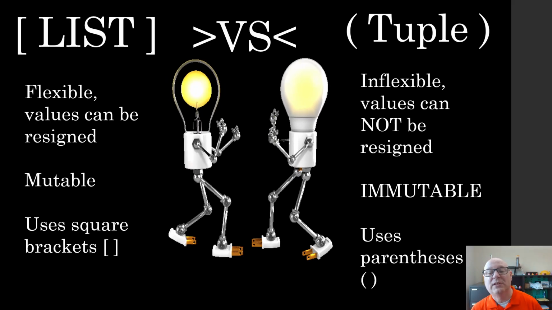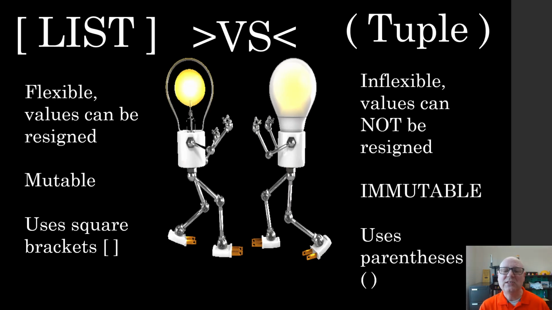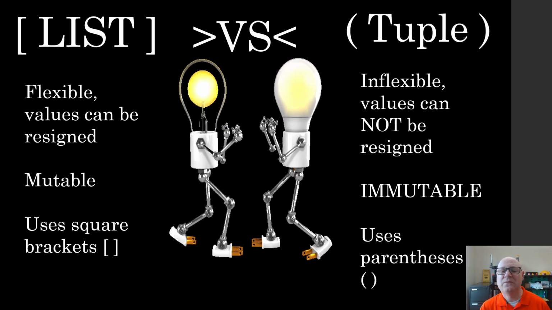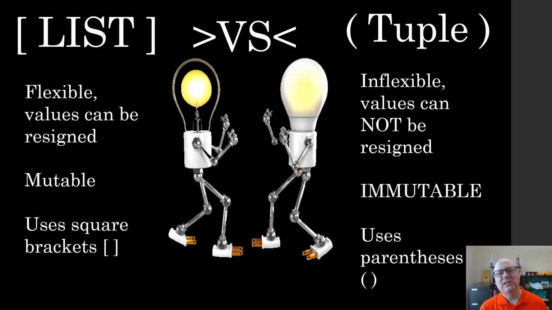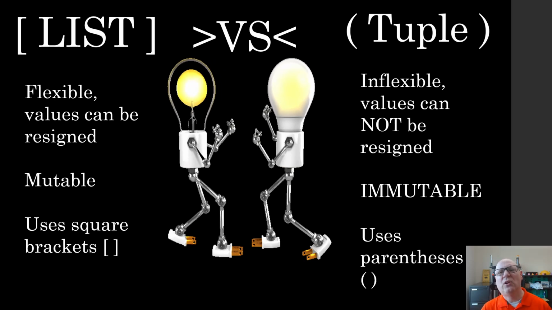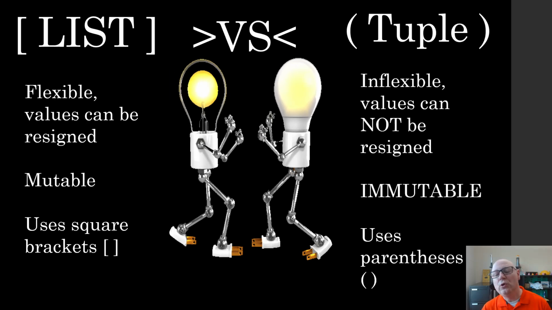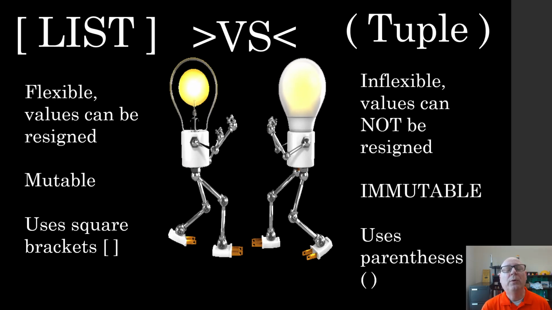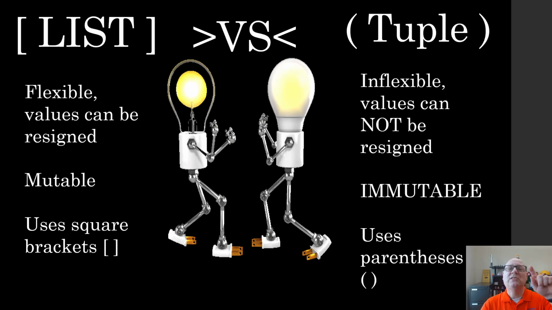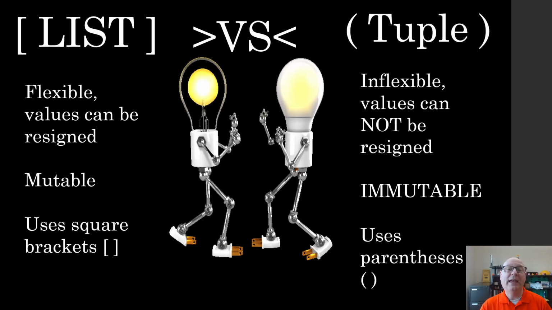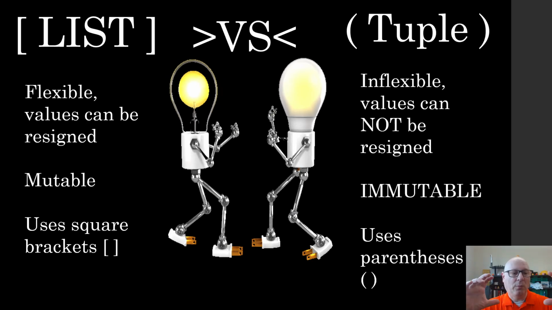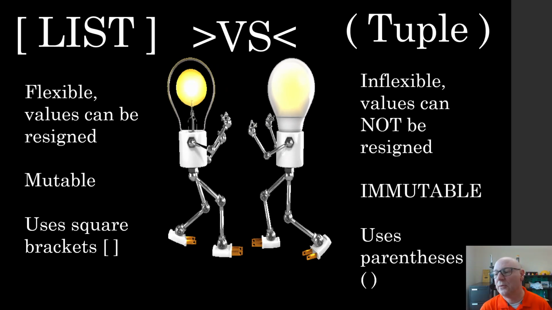So, and tuples. Let's start with list. List is the more commonly used one. It's flexible. Values can be reassigned. That reassignment is called mutable versus tuple, which is immutable. When we create a list, we start the list with an open bracket and we end the list with a closed bracket. So open bracket, closed bracket, that's how we make a list.